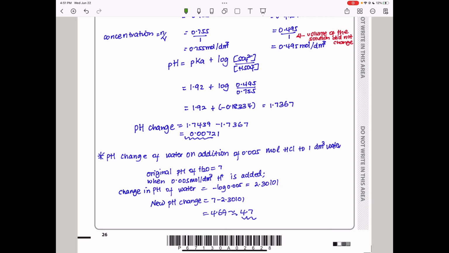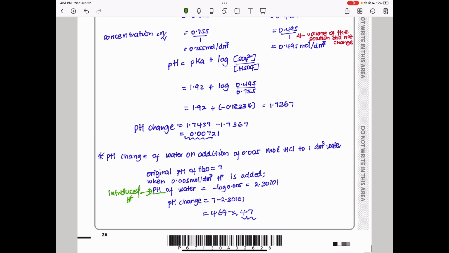2.30101. This change I'm talking about is due to the H plus added, not the overall change. Again, let me emphasize this. Maybe I can erase it so that you can just see. This change is the pH of the hydrogen ions. This is for the introduced hydrogen ions, introduced H plus, not the overall change that is going to occur. And then this can be the final pH change when we subtract.